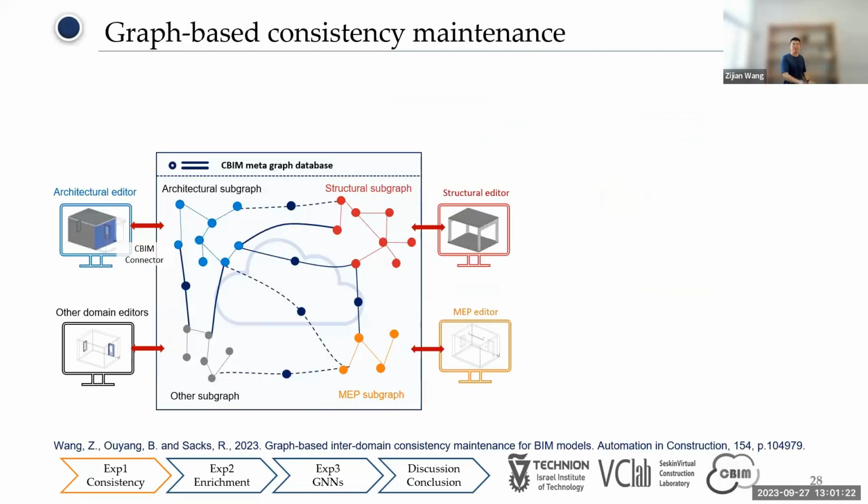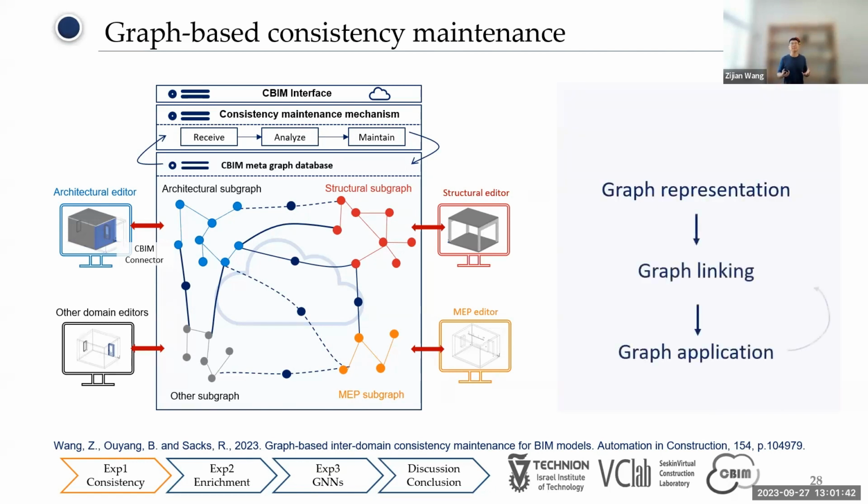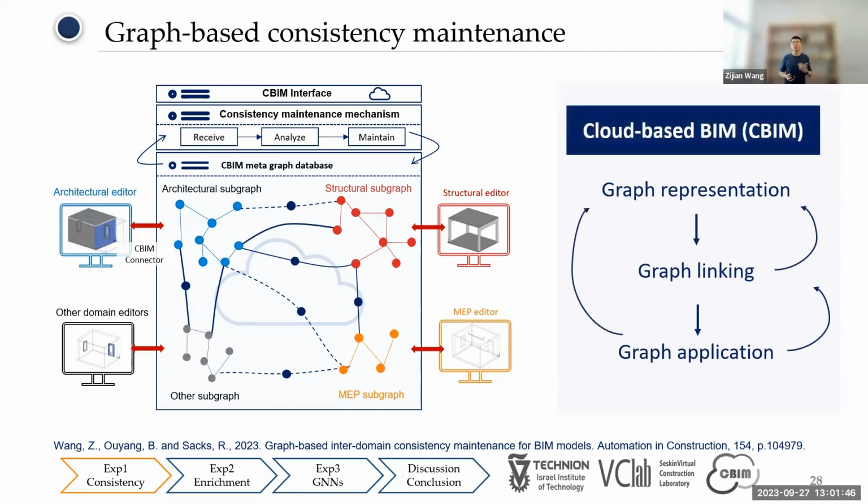Back to this architecture. So after we got the linked graphs, we are going to place the consistency maintenance mechanism on top of it, which will receive the change, analyze the change, and maintain the consistency. In short, the concept contains three main ideas: graph representation, graph linking, and graph application. We call it C-BIM.